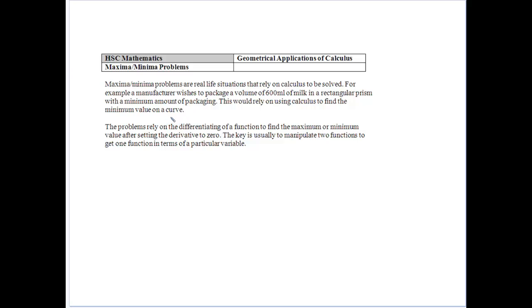So when you start talking about a minimum, we've been talking about maximum and minimum turning points on a function. Well, we could model a graph of the packaging that could be used for the same amount of milk and look at what amount of packaging becomes a minimum. That's what we would use. So that's what we're trying to do.